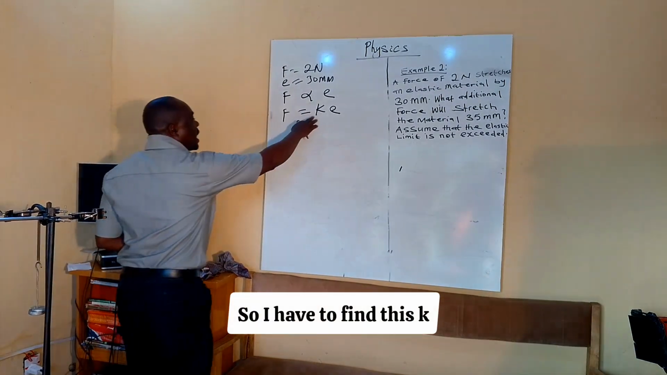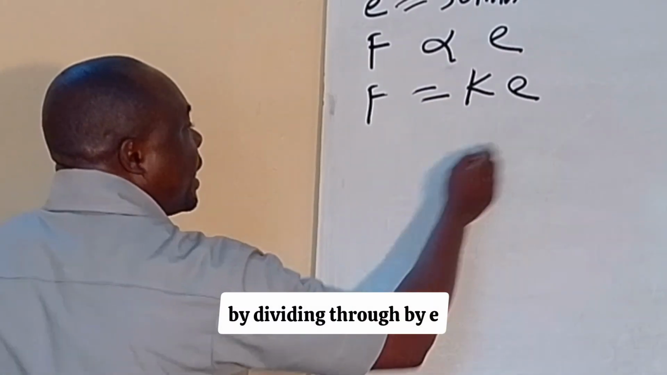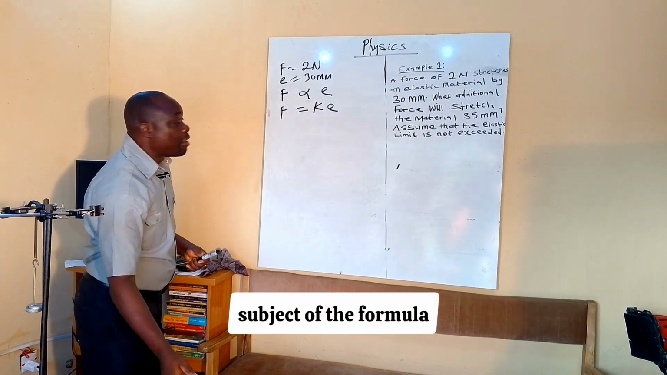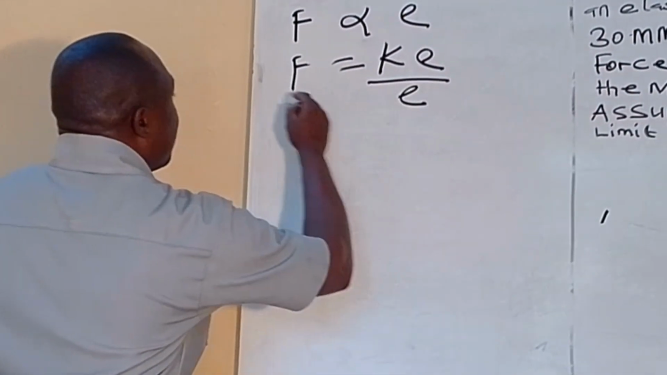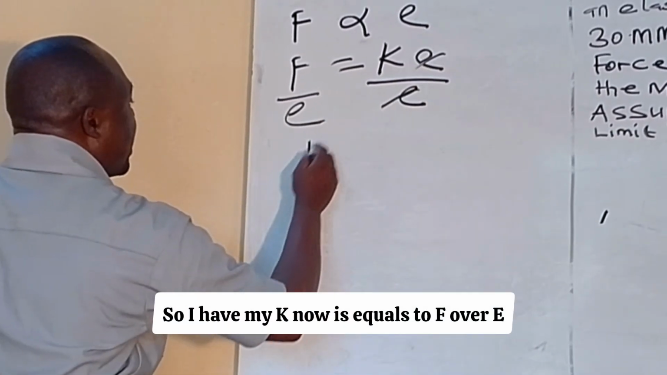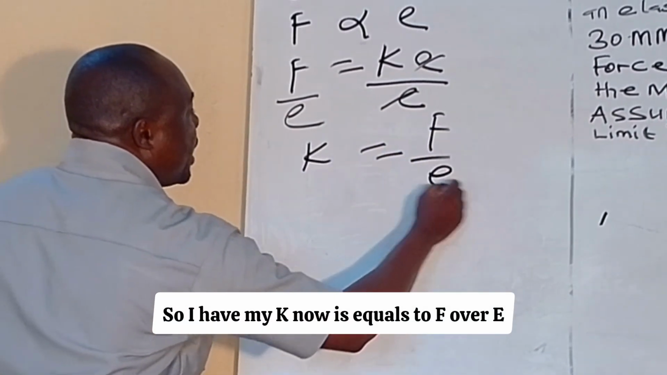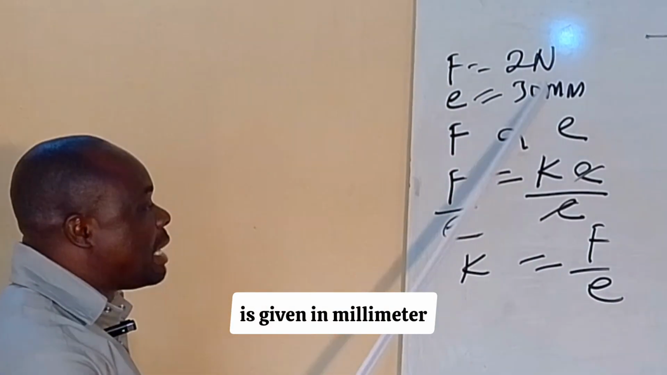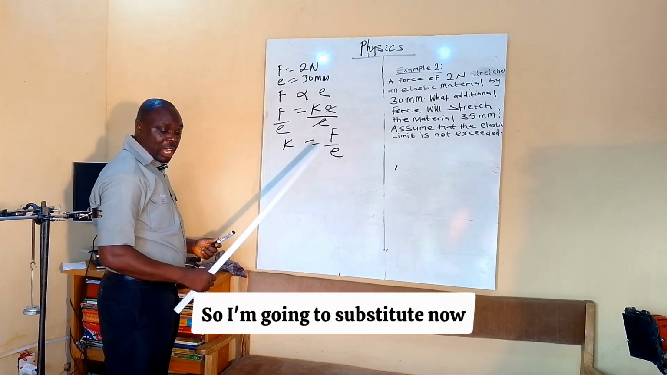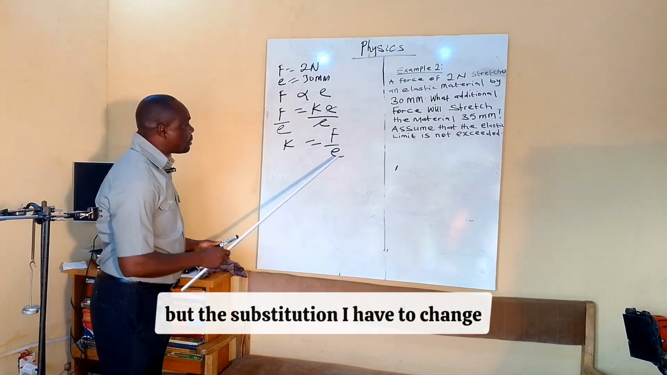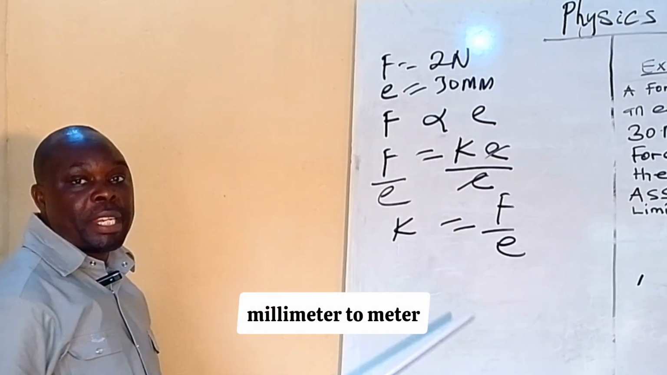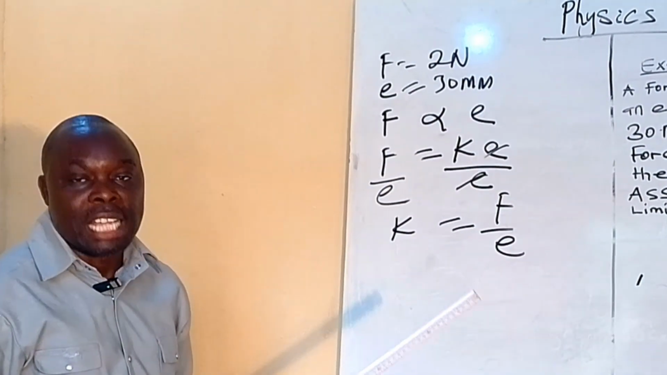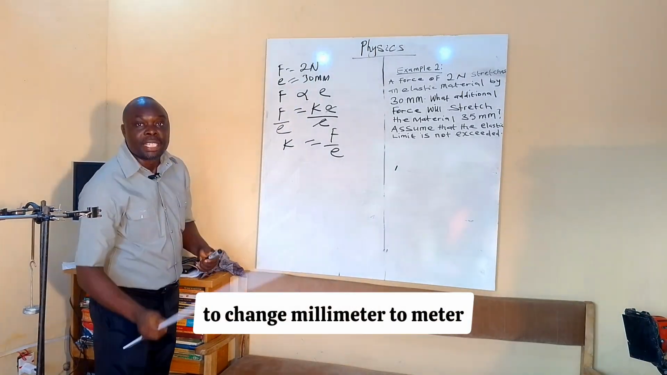So I have to find this K by dividing through by E. Let me divide both sides by E to make K the subject of the formula. So I divide through here by E, divide through here by E. So I have my K now is equal to F over E. But this E is given in millimeter. So I'm going to substitute now, but for the substitution, I have to change millimeter to meter. I have to divide 30 millimeter by 1000 to change millimeter to meter.